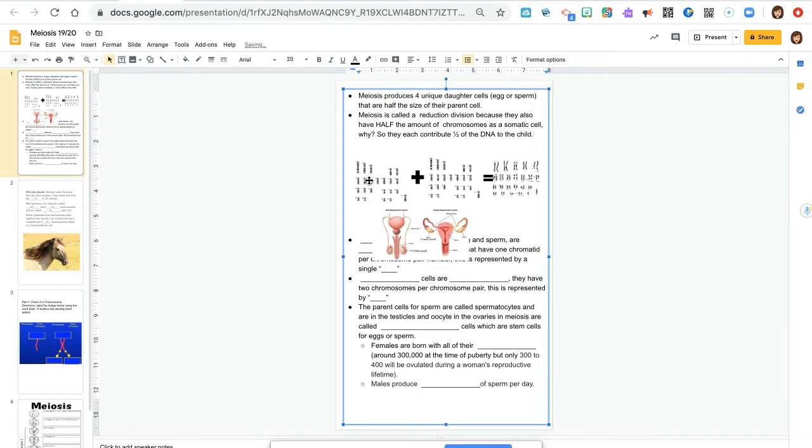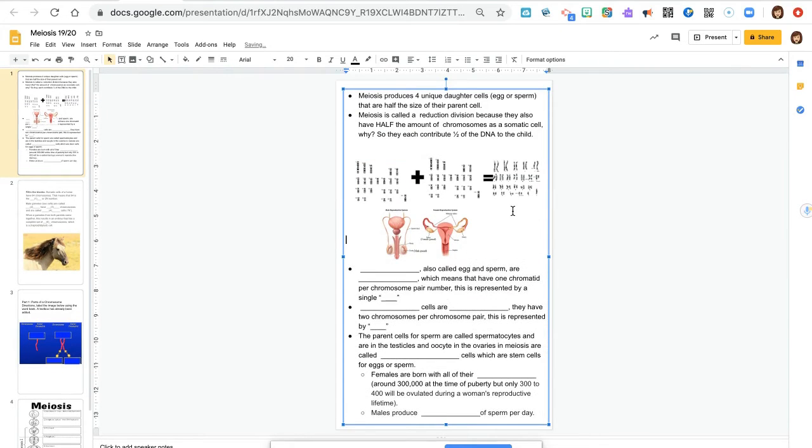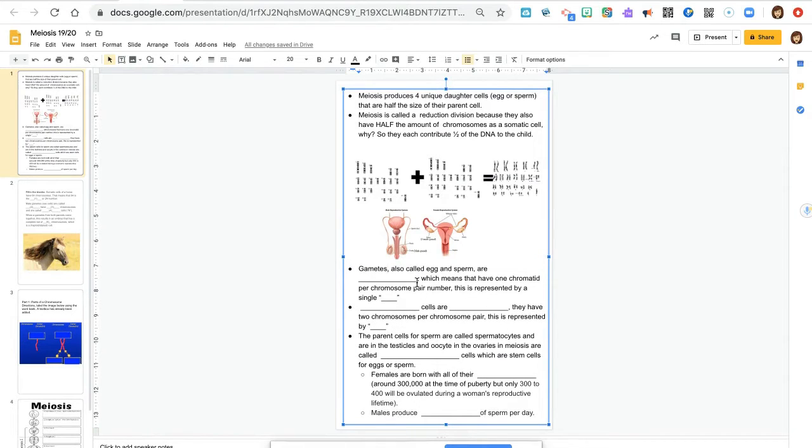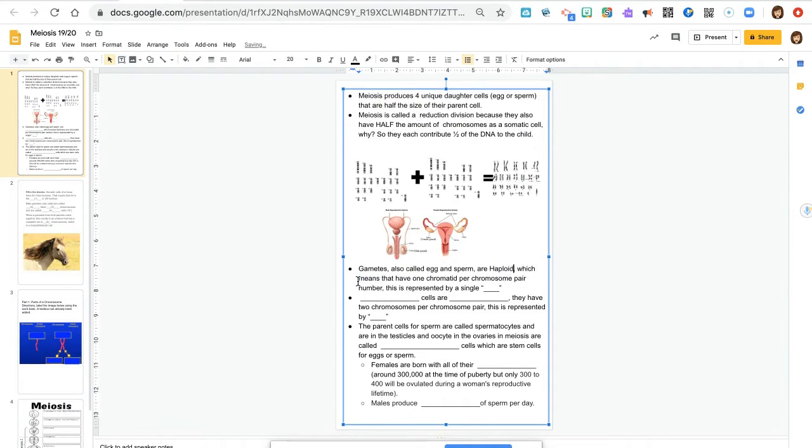Let's go back up like that. Scoot that up. Go down like that. All right, these blanks down here. Gametes, also called egg and sperm, are a new term called haploid. That sounds hard, but it just means that they have half. I like to think of haploid as halfloid. They have half the chromosomes as a regular normal body cell, like a stomach cell. They are haploid, so they have half the chromosomes in their egg or sperm, which means they have 1 chromatid per chromosome pair. They are represented usually by an N in science.